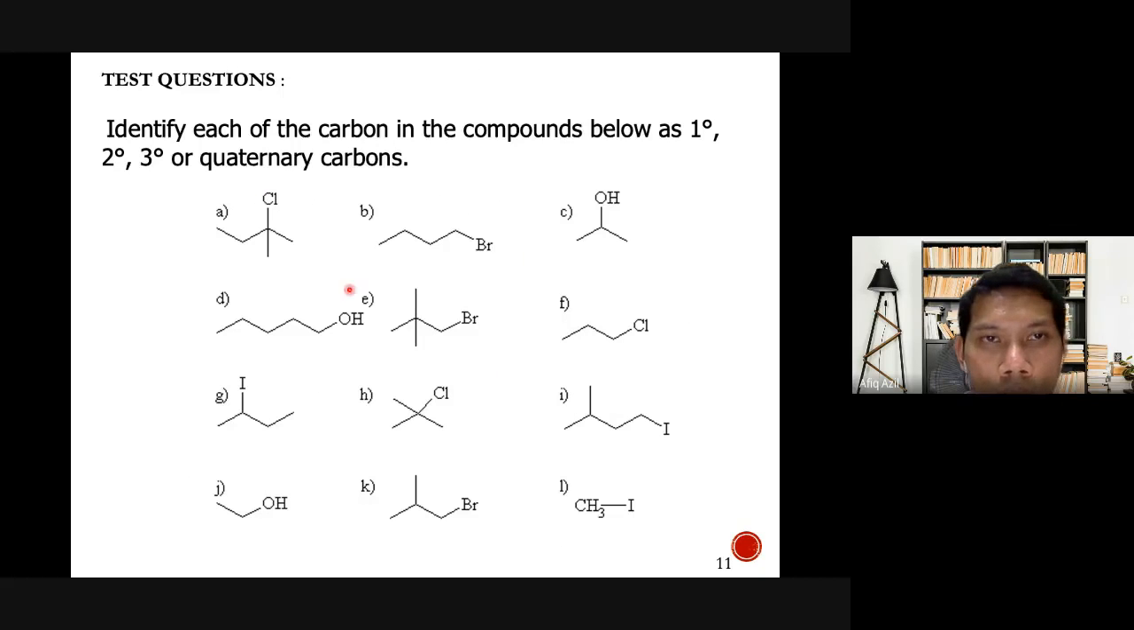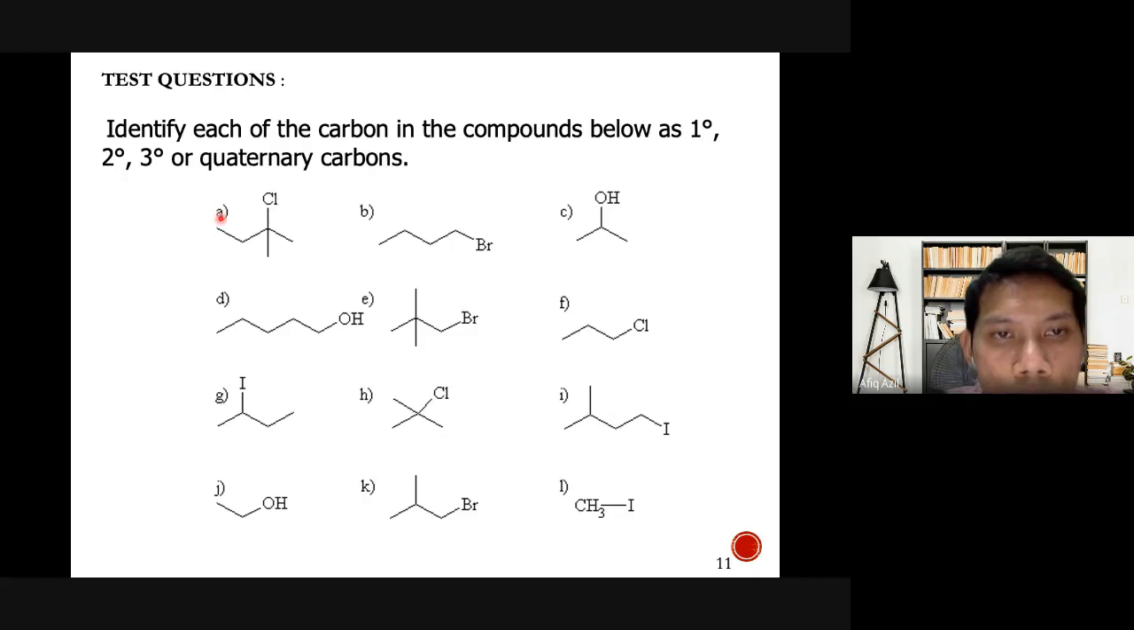So let's try this exercise. Identify each of the carbons in the compounds below as either primary, secondary, tertiary, or quaternary carbon. Let's start with A. I will start first, and then B, C, and so on. You will try to answer them.